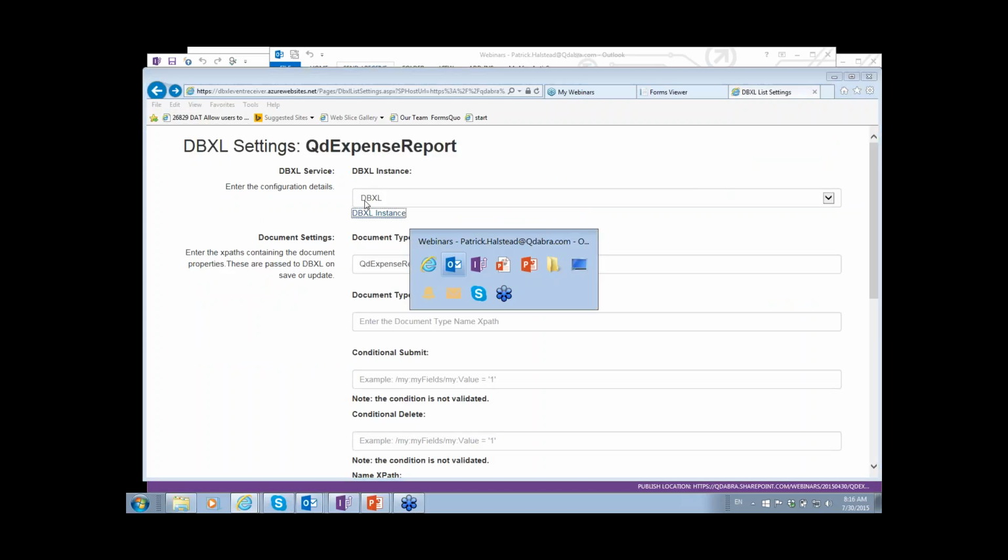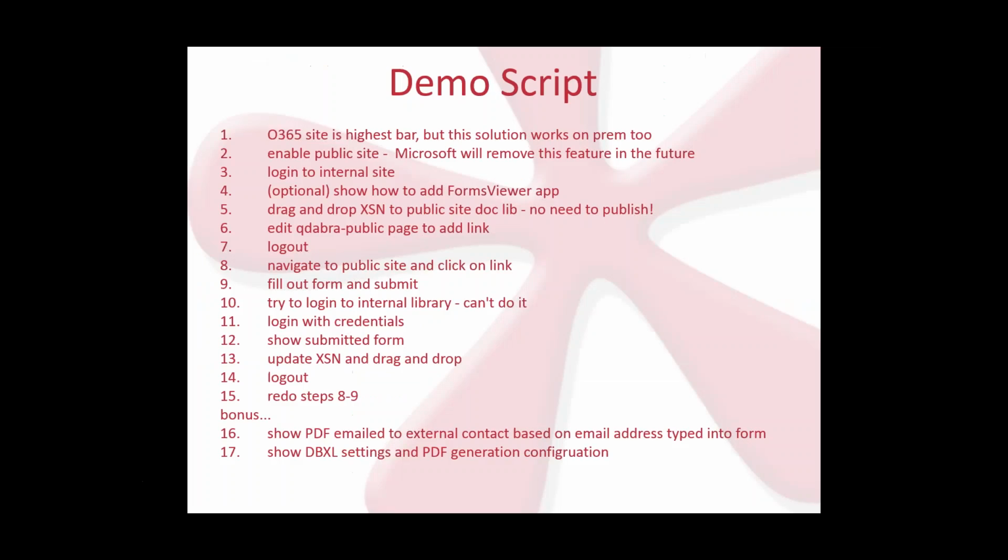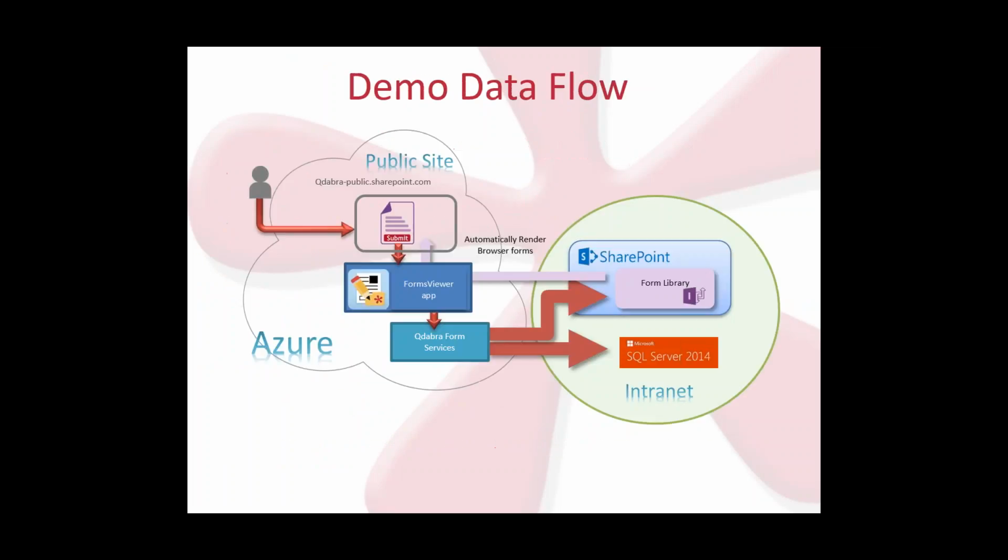So that's a quick demo. I'm going to quickly show this again here. What we did was I submitted a form. I logged into my public site as an anonymous user and submitted an expense report form. The FormsViewer app allowed me to view that InfoPath form in the browser on the external site, even though I did not have access to a form library. I filled it out, submitted it, and it submitted to an internal form library. I logged in as a user on the domain and was able to view that form. And the form also is getting synchronized to a SQL database.